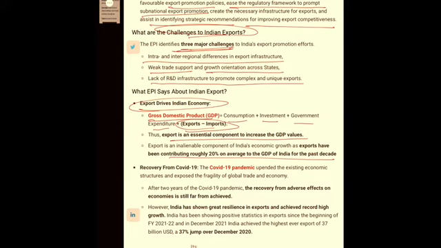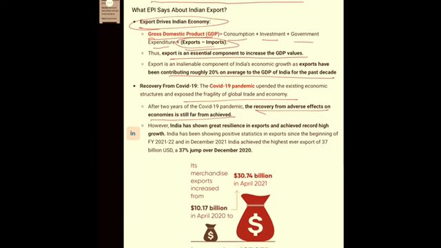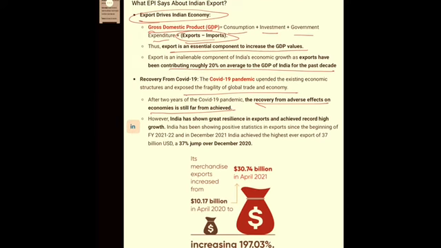Now, since we are recovering from COVID, the COVID-19 pandemic upended the existing economic infrastructure and exposed the fragility of global trade and economy. After 2 years of the COVID-19 pandemic, the recovery from the adverse effects on economies is still far from achieved. However, India has shown great resilience in exports and achieved record high growth. India has been showing positive statistics in exports since the beginning of financial year 2021-22. In December 21, India achieved the highest ever export of $37 billion, which is a 37% jump over December 2020.